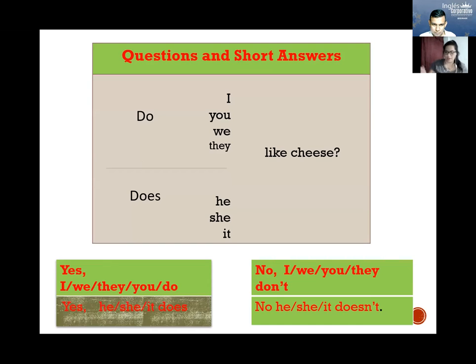Ok, perfecto. Aquí está la forma de pregunta. Como puede ver, no agregamos S ni nada. Solo que el auxiliar does únicamente será utilizado en he, she, it, y el auxiliar do será utilizado únicamente con I, you, we, and they. Ok, el does para las terceras personas y el do para primeras y segundas.